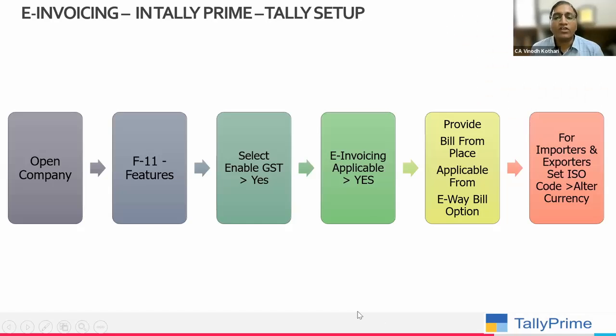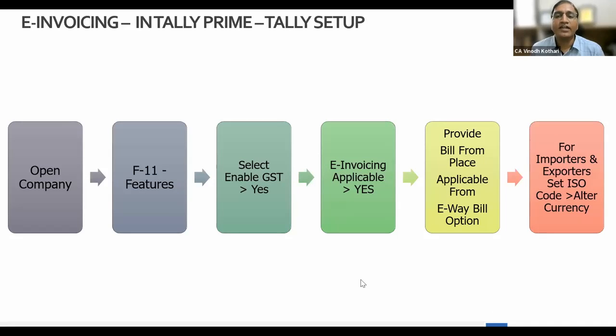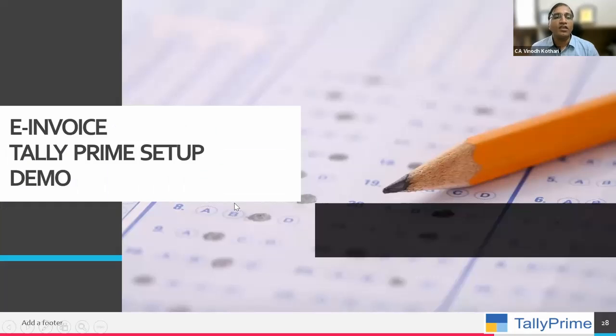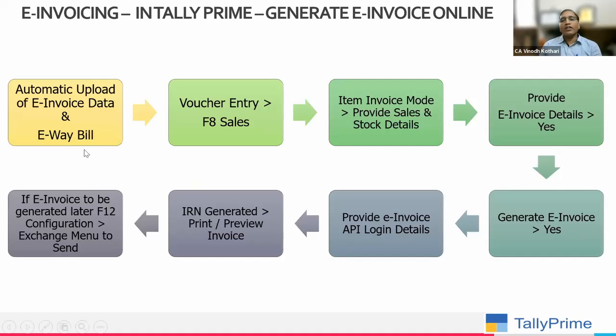Now the next step is how the e-invoice is generated. For the purpose of generating e-invoice, there are two methods I have already mentioned. One is offline method, another one is online method. First we are going to see how to do it for the online method. So what does online method mean? You complete the invoicing, press enter, automatically data is uploaded, and e-way bill and e-invoice are automatically generated.